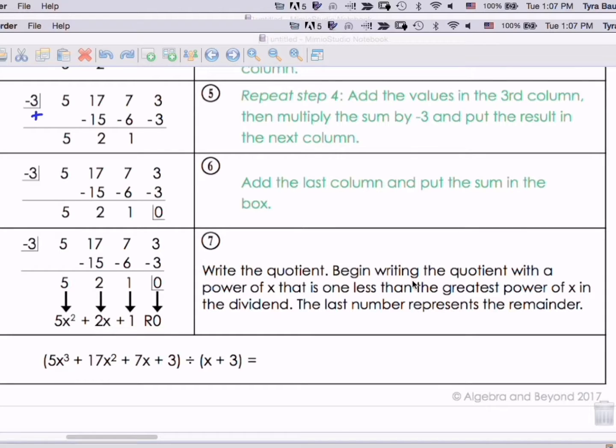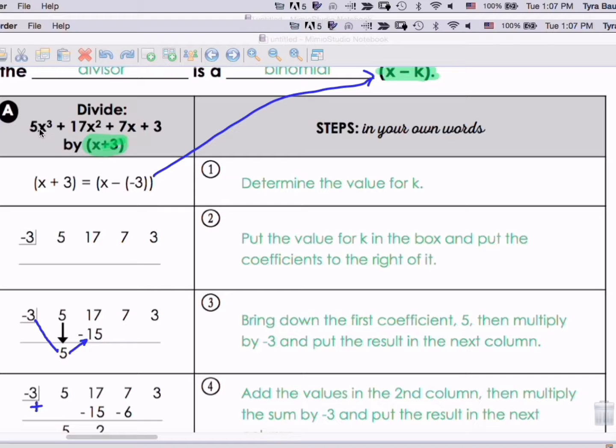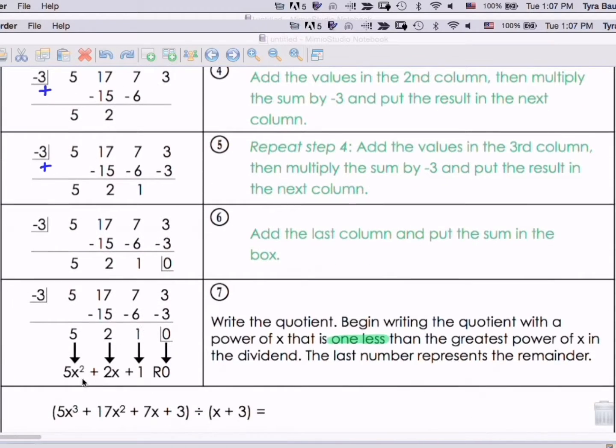Okay. Write the quotient. Begin writing the quotient with a power of x that is 1 less, and that is important, 1 less than the greatest power of x in the dividend. Okay, so if we came up here, we had 5x cubed, so we're going to have 1 less than that, which is x squared.